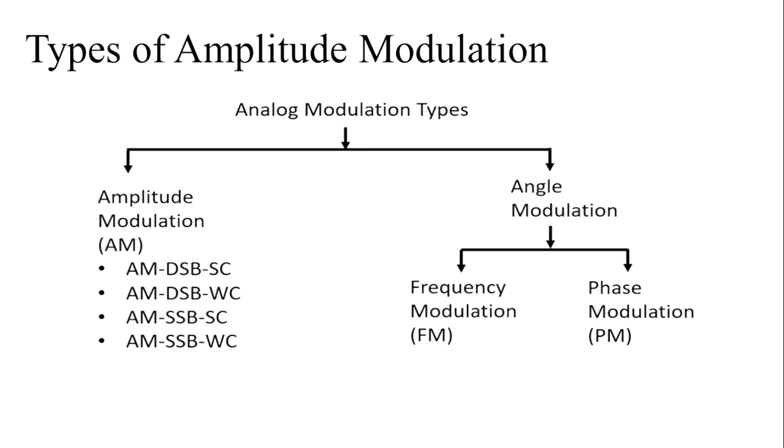Next we go for the types of amplitude modulation. Analog modulation is basically classified into amplitude modulation and angle modulation. Amplitude modulation can be classified into AM DSB-SC, AM DSB-WC, and AM SSB-SC. That is double sideband suppressed carrier, double sideband with carrier, and single sideband. Angle modulation is basically classified into two types, frequency modulation and phase modulation.